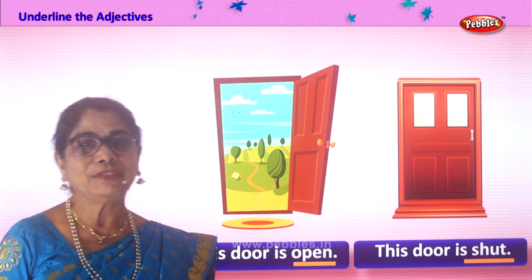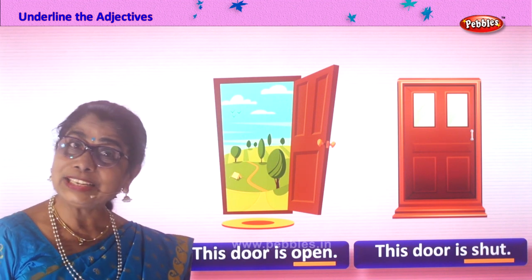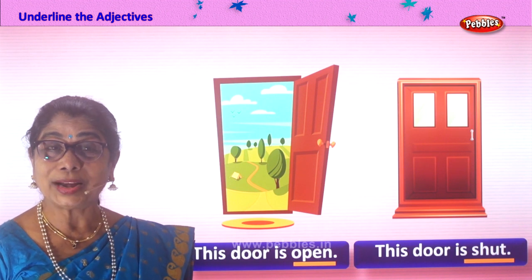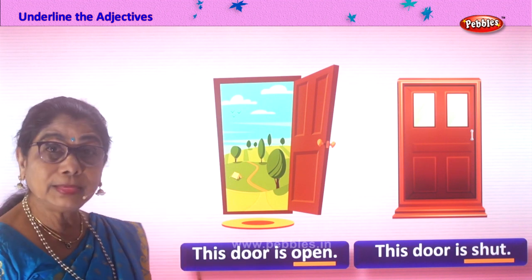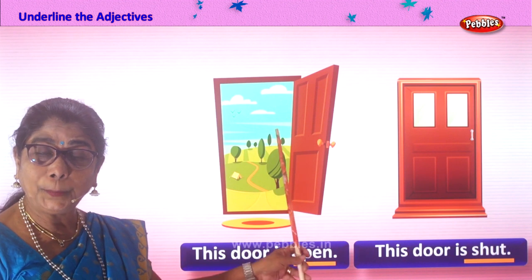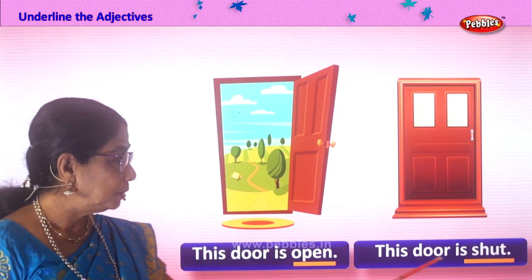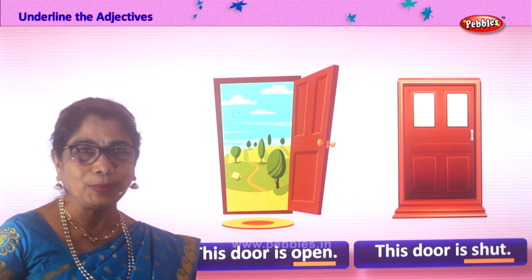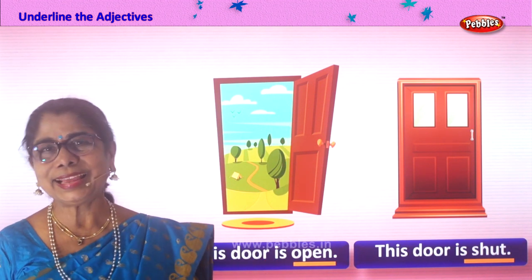So first we found the descriptive word, next we found the opposite of the descriptive words. Open, shut. Let's read the sentence. This door is open. This door is shut. Open, shut. Did you enjoy, children? Let's take another picture.